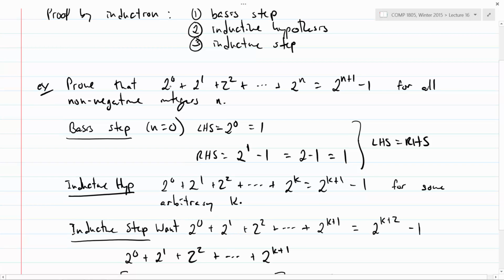So the original statement is 2 to the 0 plus 2 to the 1 all the way up to 2 to the n equals 2 to the n plus 1 minus 1. So if I sub in k plus 1 for n, I get the sum up to 2 to the k plus 1 equals 2 to the k plus 1 plus 1. So 2 to the k plus 2. And then minus 1 outside of the exponent.